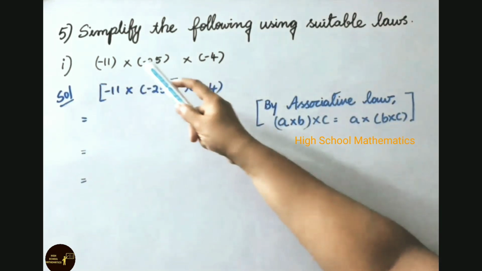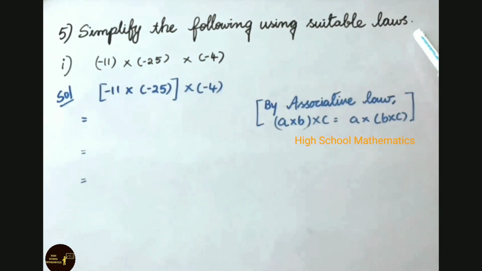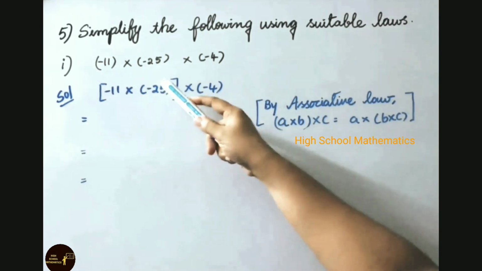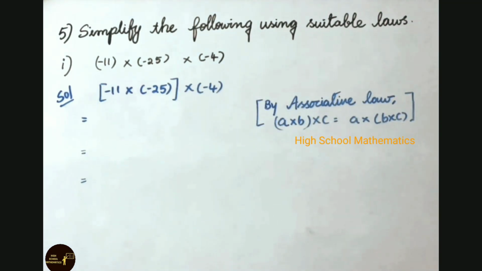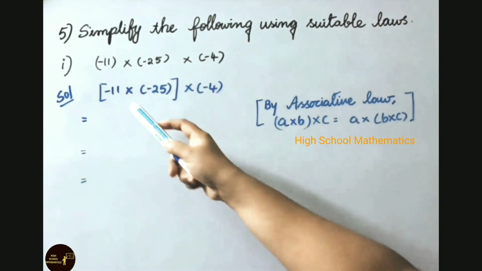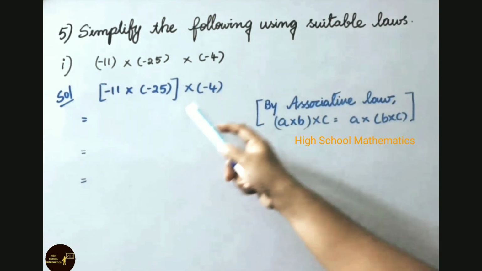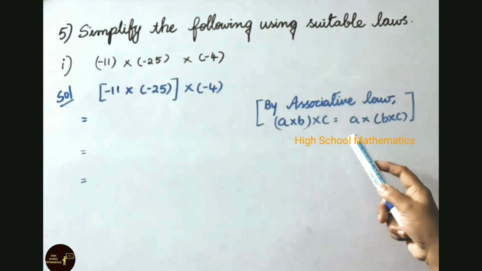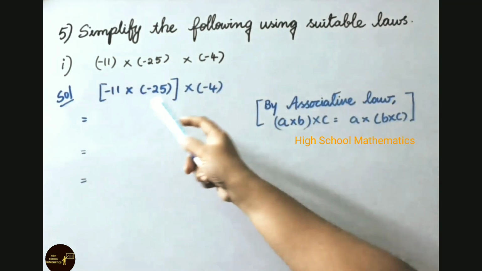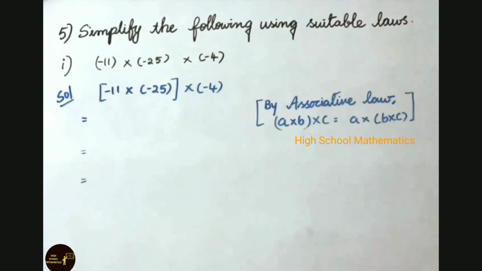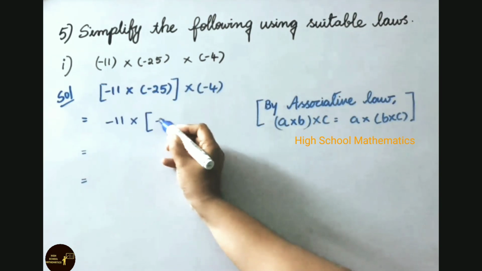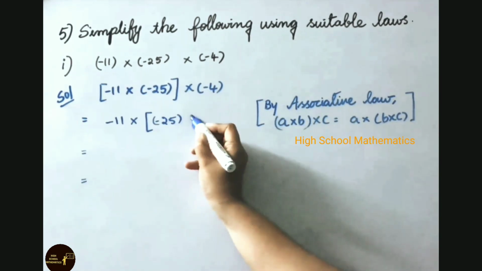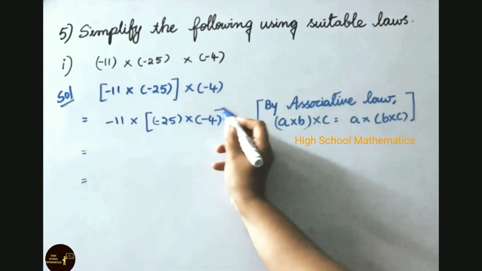Now the fifth question: simplify the following using suitable laws. See the first one: minus 11 into minus 25 into minus 4. Let us see the solution. Here the first two numbers we have grouped. This is looking like the associative law, that is a into b into c. Now we have to write a into b into c, that is minus 11 into minus 25 into minus 4.